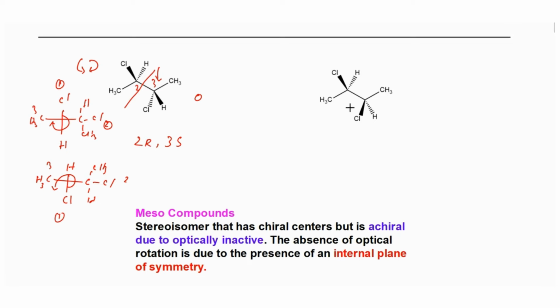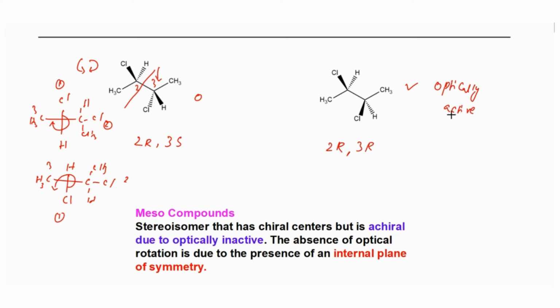What about here? The same thing, the chiral center is the same, so we will also get 2R. But what about this one? This chlorine is here a dash bond, and here it is a wedge bond. That means here we get 3R. Though it has a plane of symmetry, the configurations are not opposite, so it will not cancel the optical rotation. Definitely this compound will be optically active.